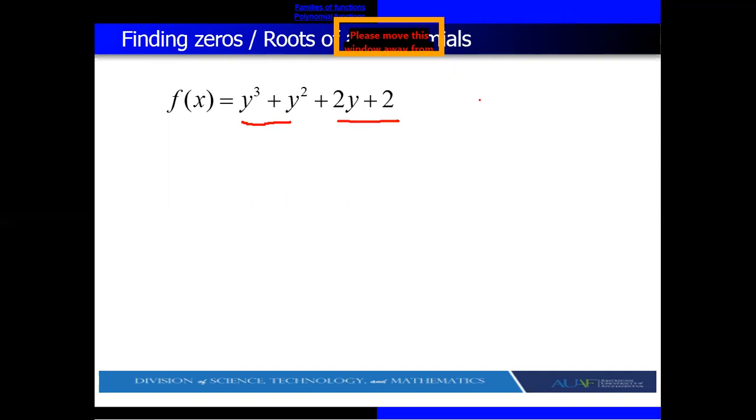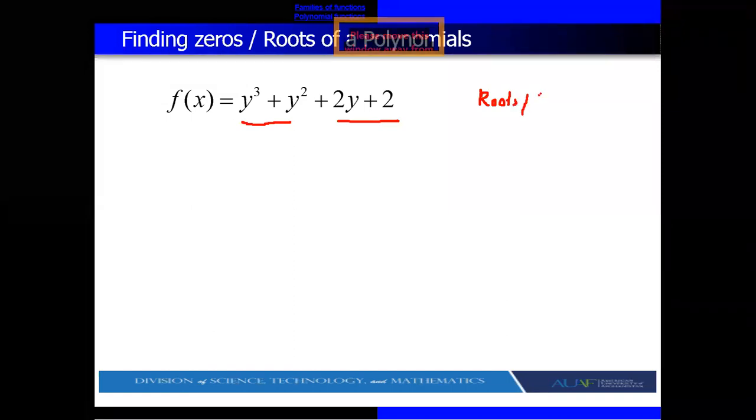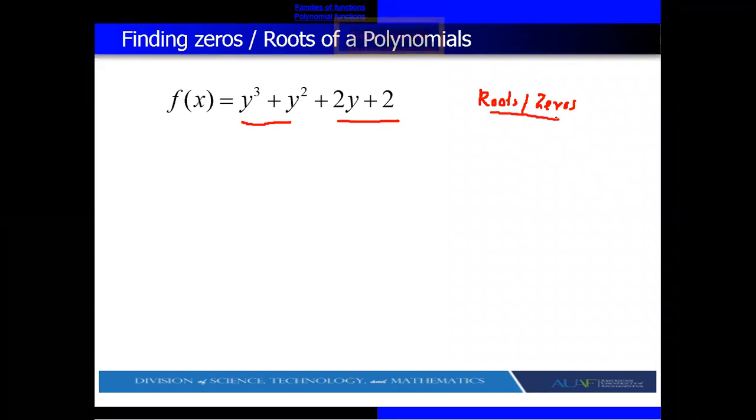First of all, tell me how many roots or zeros are possible for this function? Three roots, three zeros are possible, because it depends upon the degree. You can see the highest power is 3, so this function is of degree 3. Degree 3 means 3 zeros are possible, degree 2 means 2, degree 1 means 1 zero possible.